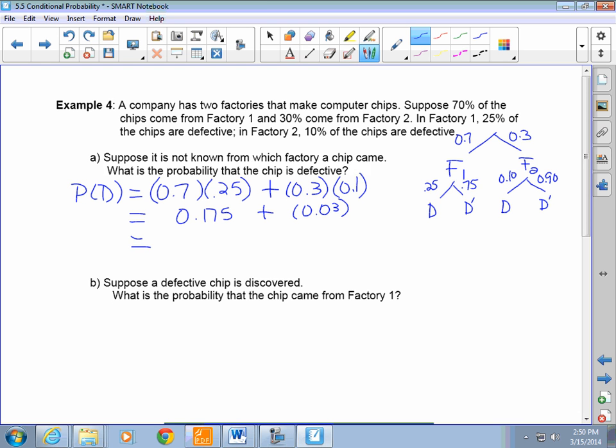So if I add those two up, I have 0.205. So I would have a 20.5% chance that the chips that I get are defective.